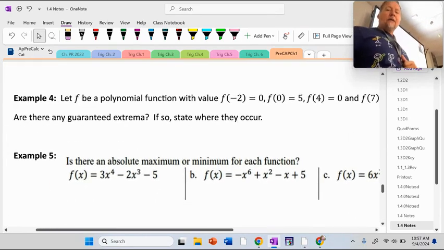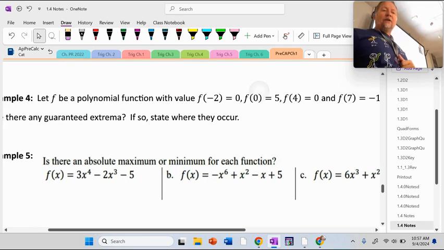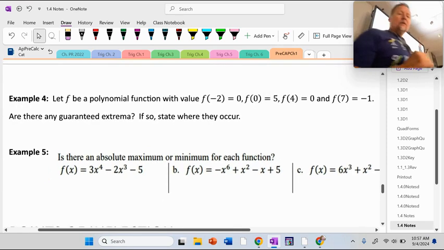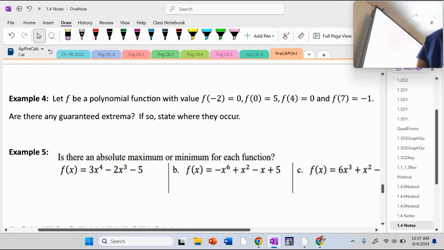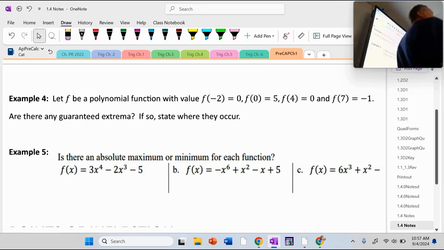Okay, here's an AP kind of jerky question, but it's actually not that bad. Let the polynomial function of the value f of, one more time, input, say it. Output.